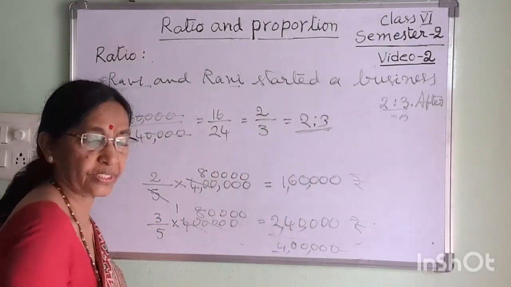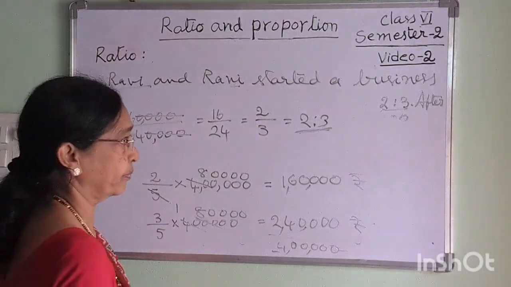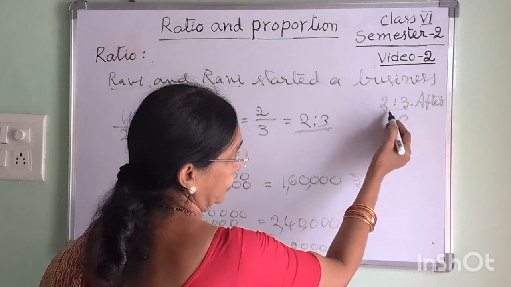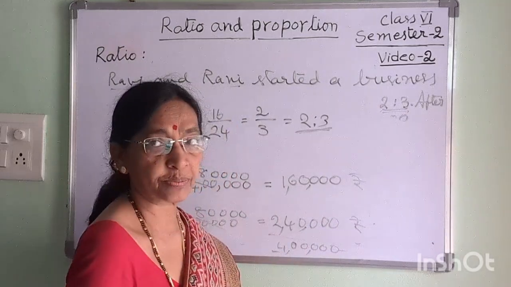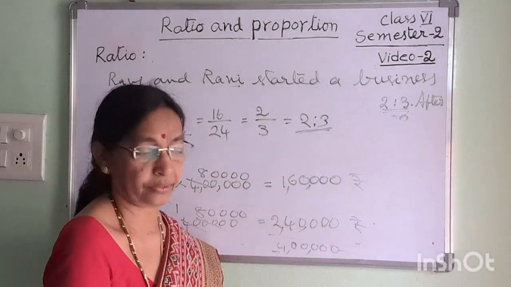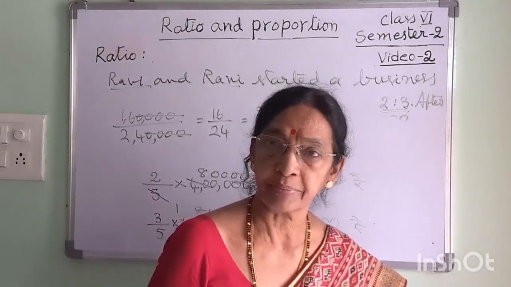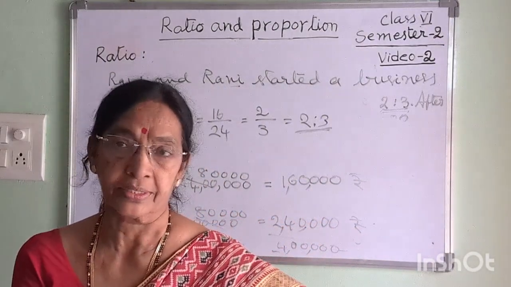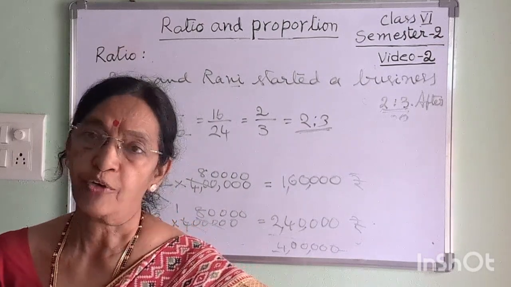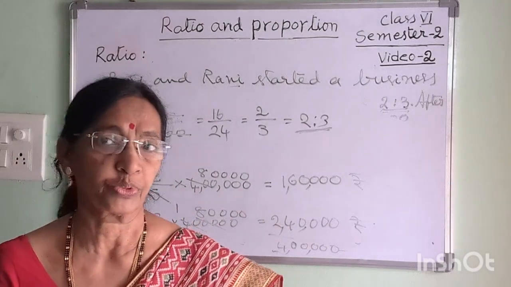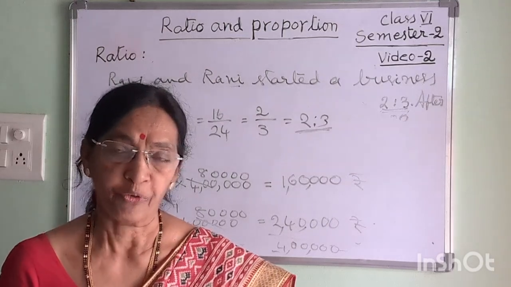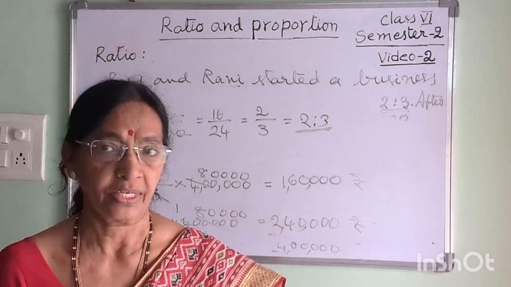So the ratio of the profit they take is equal to the ratio of their investments. Therefore, this is correct. So in a business, if 2 partners share the investment in a certain ratio, the profit is also distributed in the same ratio. They have to take the profit in the same ratio of their investments.